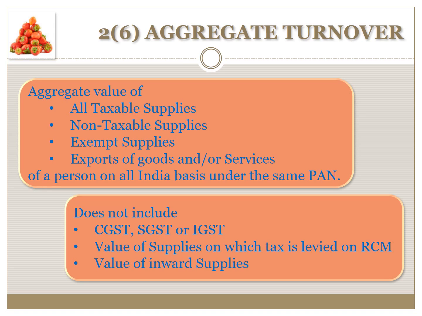value of supplies on which tax is levied on RCM, value of inward supplies. The aggregate turnover of a person determines the threshold limit for the purpose of registration, eligibility for composition scheme, etc., which in turn decides whether the person is a taxable person or not.